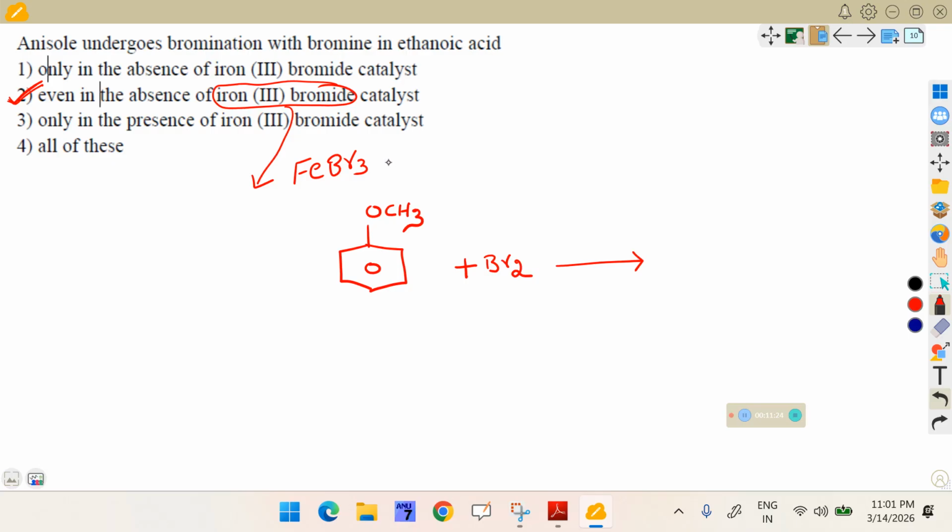In the absence of iron 3 bromide, which acts as a Lewis acid, anisole undergoes bromination.